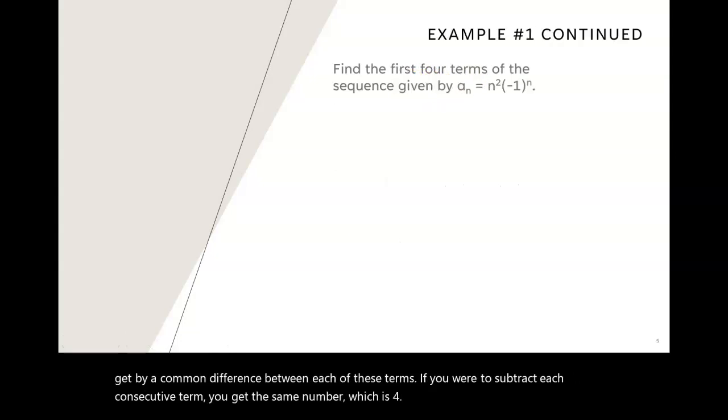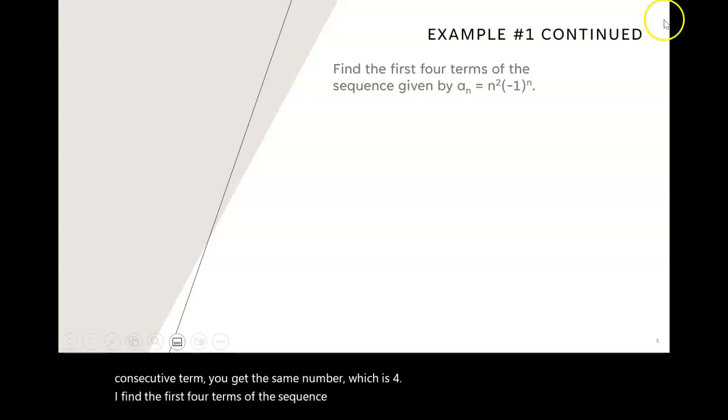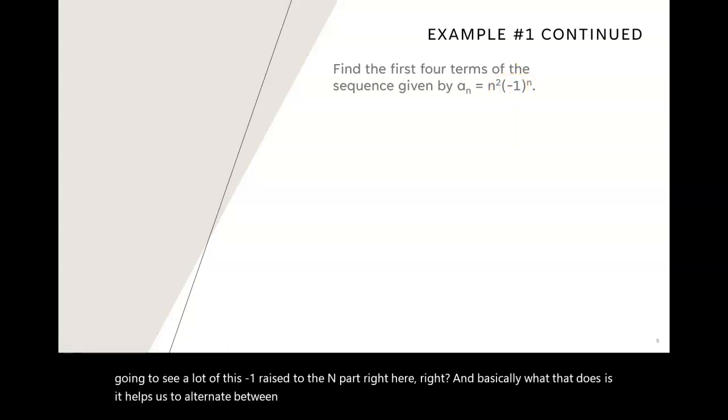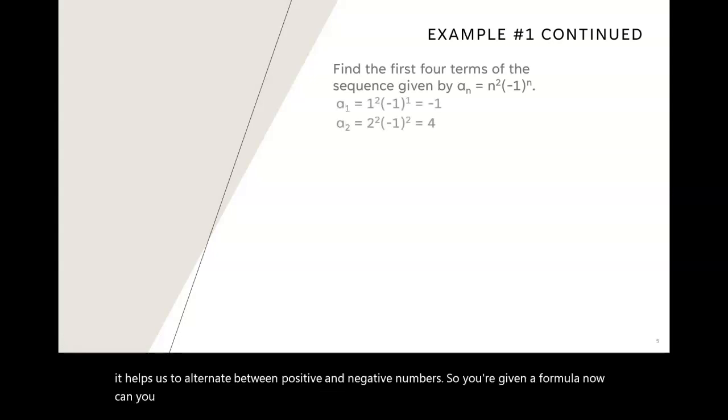All right, find the first 4 terms of the sequence given by a sub n equals n squared times negative 1 raised to the n. You're going to see a lot of this negative 1 raised to the n part right here. Basically what that does is it helps us to alternate between positive and negative numbers. So you're given a formula. Now can you actually figure out the terms?